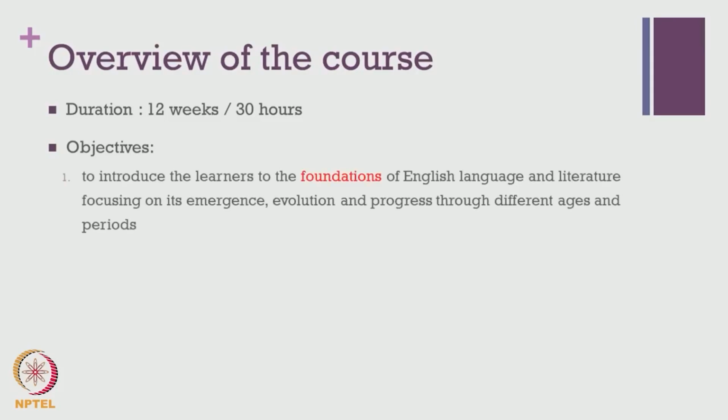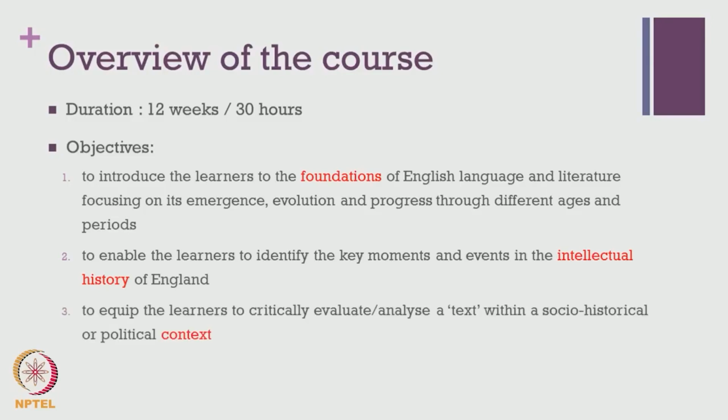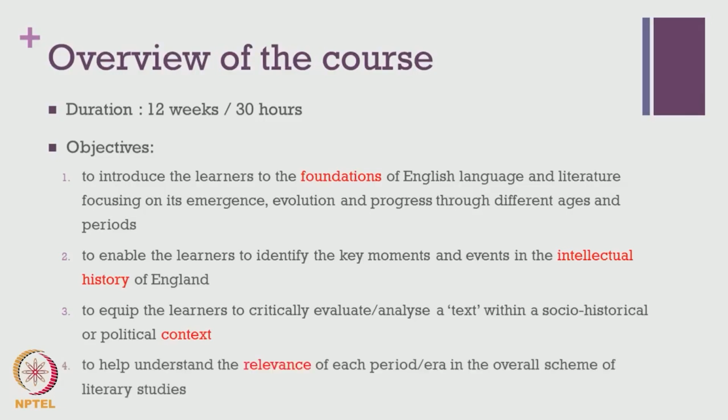The first objective is to introduce the learners to the foundations of English language and literature, focusing on its emergence, evolution and progress through different ages and periods. The second one is to enable the learners to identify the key moments and events in the intellectual history of England. The third one is to equip the learners to critically evaluate or analyze a text within a socio-historical or political context.